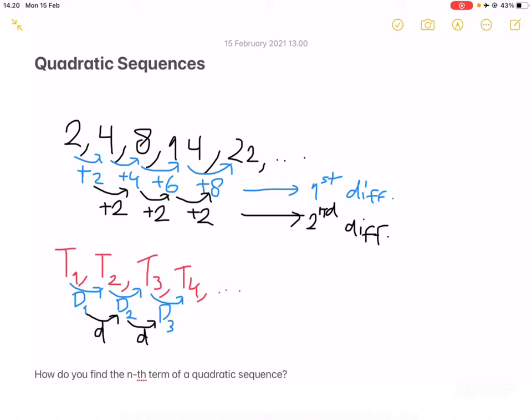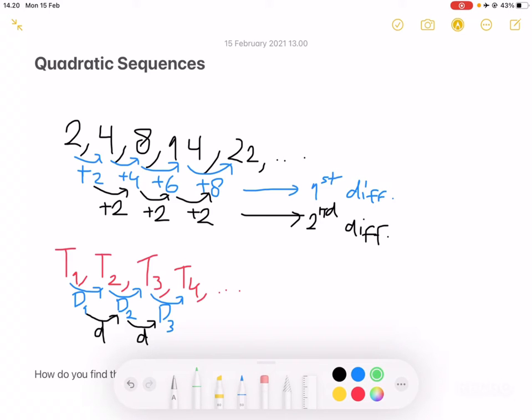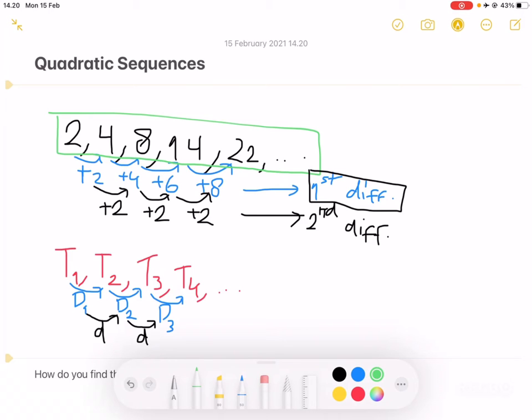So basically a quadratic sequence is something like this. If you have a sequence like 2, 4, 8, 14, 22 and so on, and then you take the differences of the terms, I would call that the first difference. In this case, from 2 to 4 you add 2, 4 to 8 you add 4, 8 to 14 you add 6, and then 14 to 22 you add 8, and so on. And notice these differences are distinct.